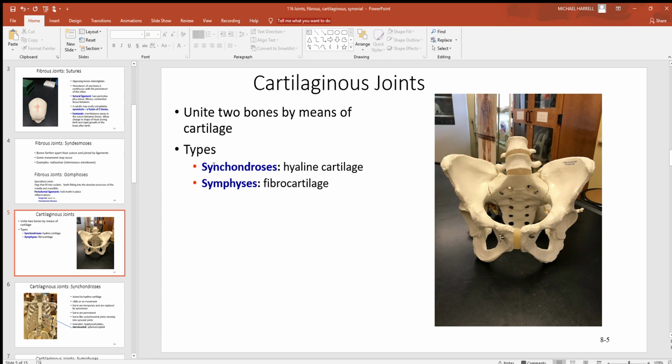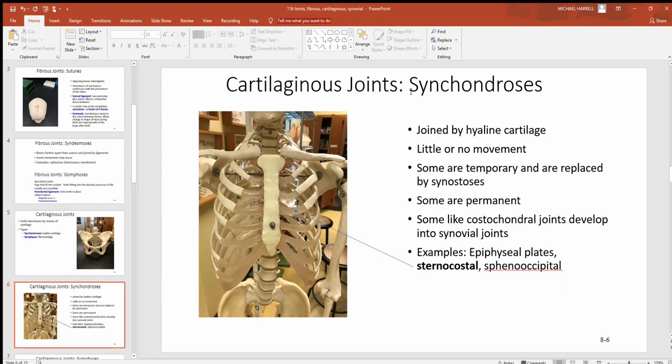Look what we see, a synchondrosis where we've got hyaline cartilage and a symphysis where we've got fibrocartilage. Again, you're not going to see the elastic cartilage holding bones together. That stuff stretches way too easily. It wouldn't be good for binding and holding them at all. So looking here at the synchondrosis, again, you've got hyaline cartilage in these joints.